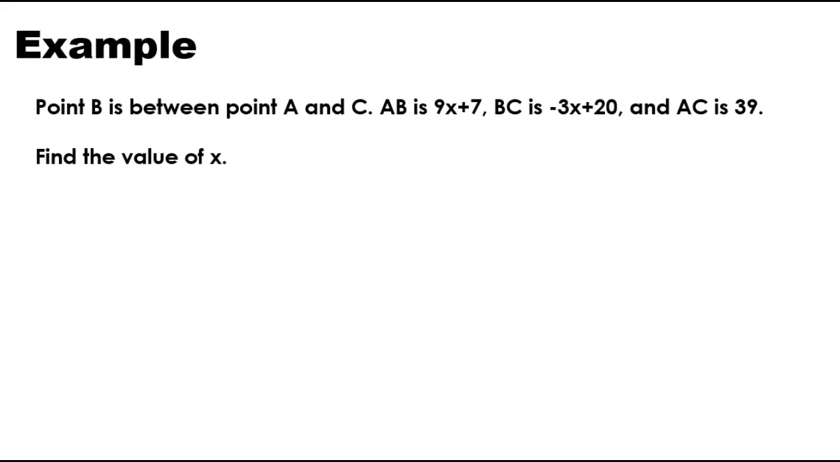Okay, one more example. Point B is between point A and C. AB is 9x plus 7, and BC is negative 3x plus 20, and AC is 39. What is the value of x? Okay, that's a lot of information there. I need me a picture. So point B is between A and C. We don't know if it's in the middle. We don't know if it's near A. We don't know if it's near C. It's okay. We don't need that information. We just need to know it's somewhere between A and C.